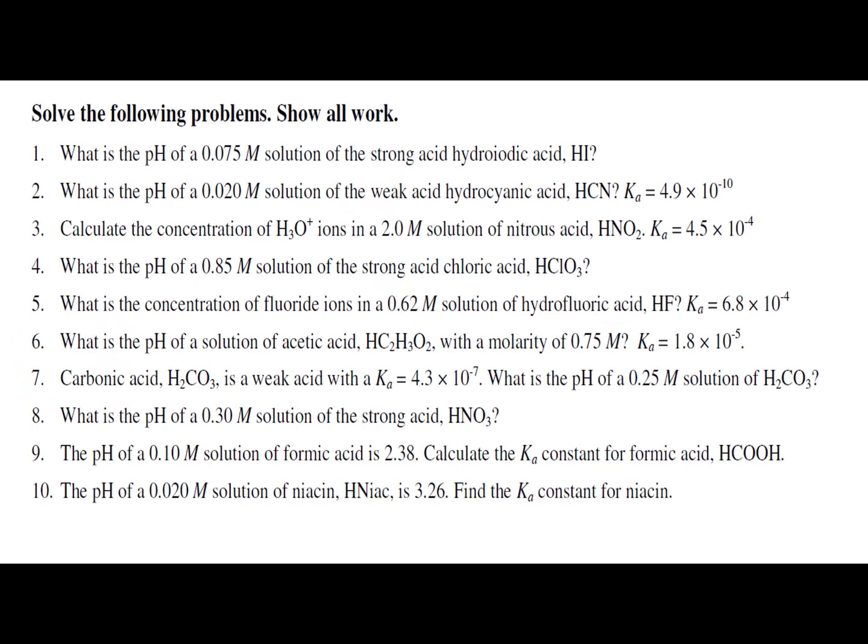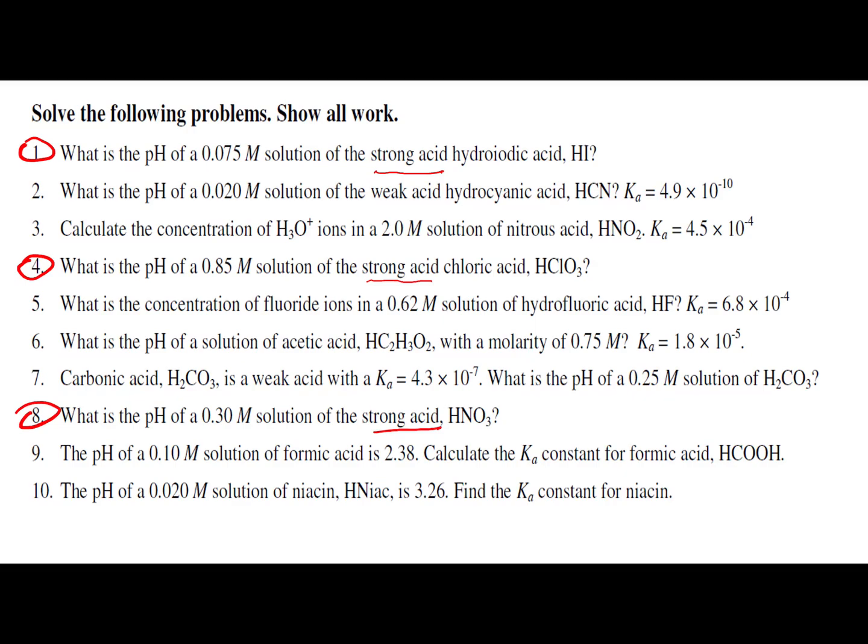If you take a look at your homework problems for today, you have some weak acids and you have some strong acids. What I would do first is go and find all the strong acids. Number 1 is a strong acid. Let's see, nitrous acid is not. Strong acid, number 4. Acetic acid, weak acid. Strong acid, number 8. Formic acid and niacin. Okay, well, 3 of them are strong acids. And we'll look at number 1.